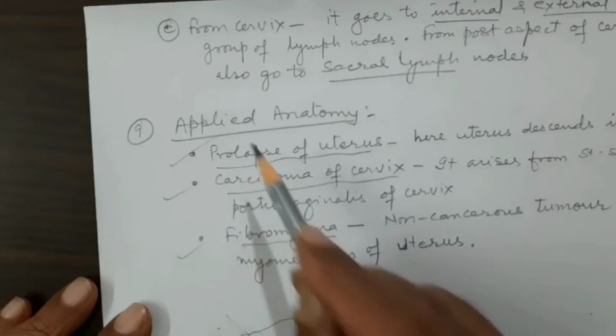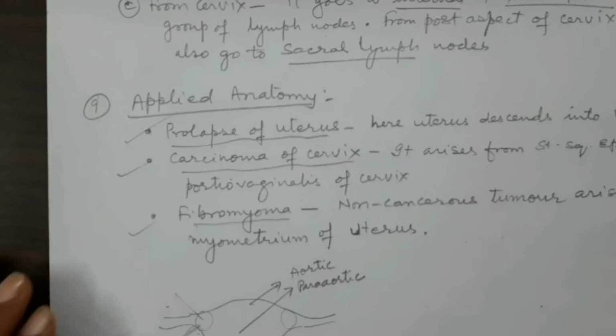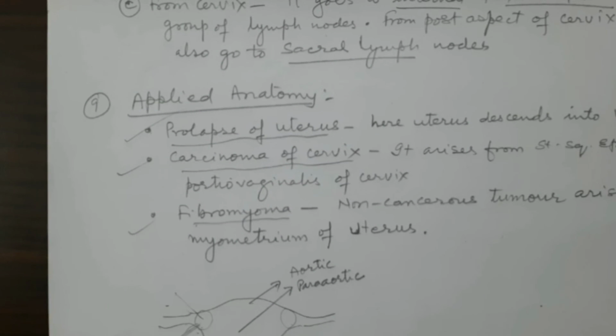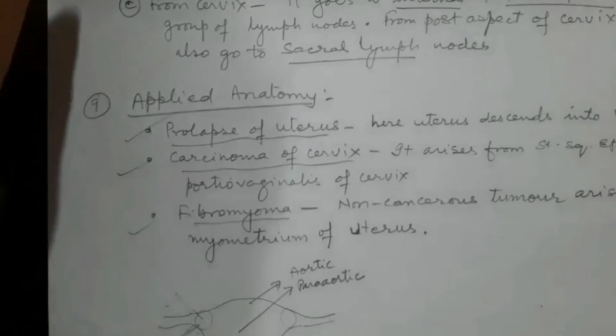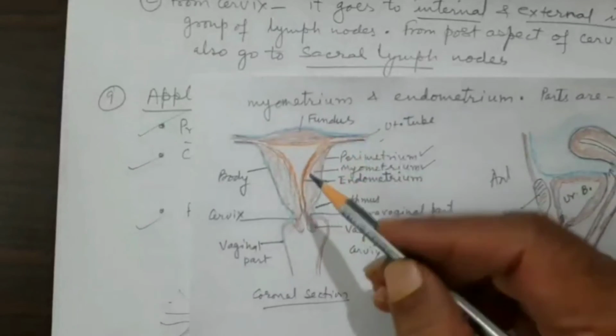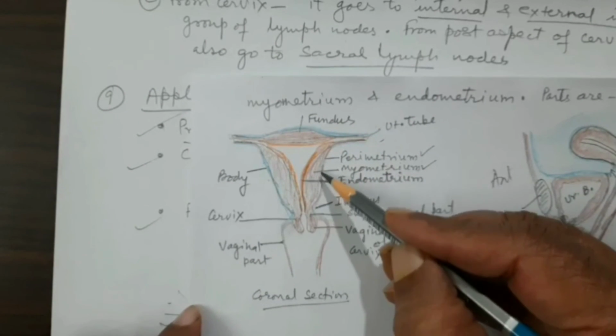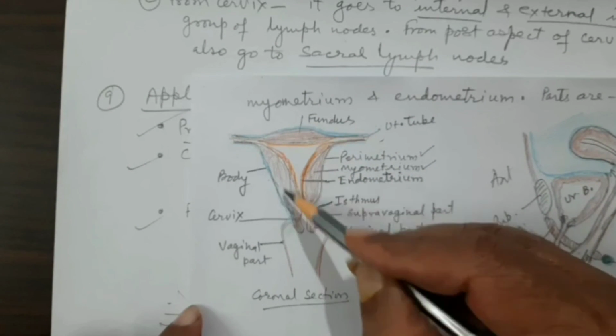The third important applied anatomy is fibromyoma, or simply myoma. This is a non-cancerous tumor. A tumor means a swelling, a lump inside the myometrium, the muscle intermediate layer. This is the myometrium.